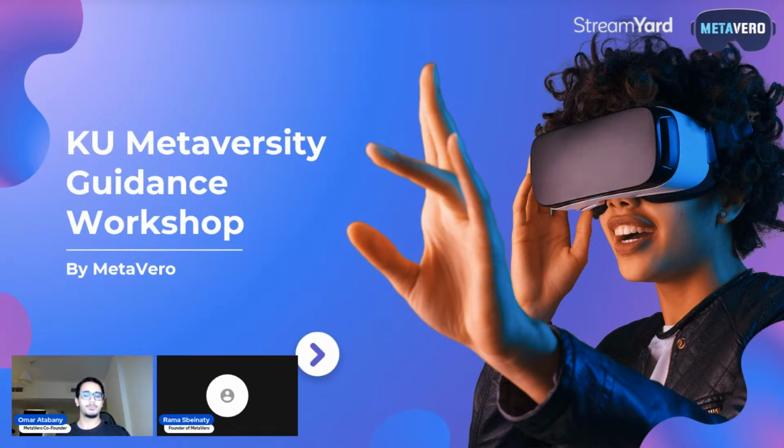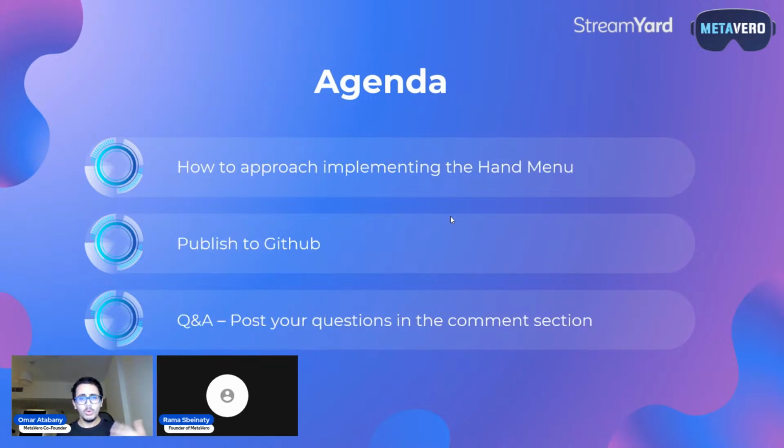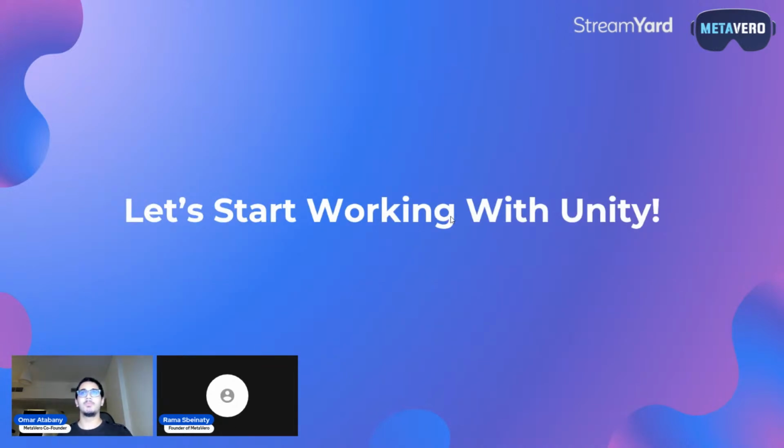So, first of all, what is our plan for today? Our agenda is to demo the final output of the assignment, to create the menu UI, and to go through how to approach implementing the menu. We're also going to publish it to GitHub, which is a big part of this. We'll do a Q&A once we're done, so if anyone has any questions, we'll be happy to answer them. Let's jump in immediately with Unity and hope we have fun.